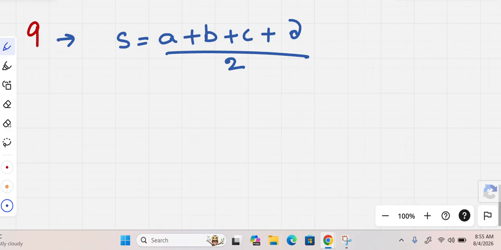This is Brahmagupta's formula, right? Where it was A plus B plus C plus D by 2. This is the semi perimeter, right? We are starting from here. So for him, the next step was the area, which is under root.